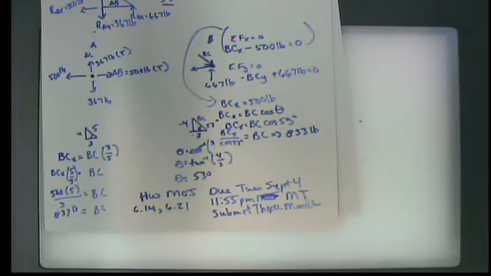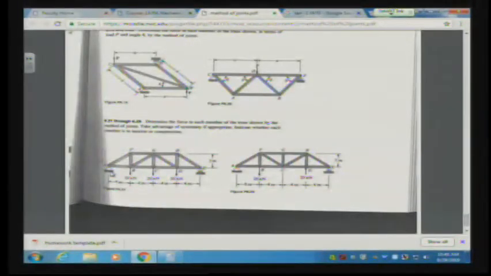Oops, you can't even see this. Dang it. All right, here we go. Let's try again. Lots of symmetry: 4 meter, 4 meter, 4 meter, 4 meter, 3 meter tall, 20 kilonewton loads at each of these joints.